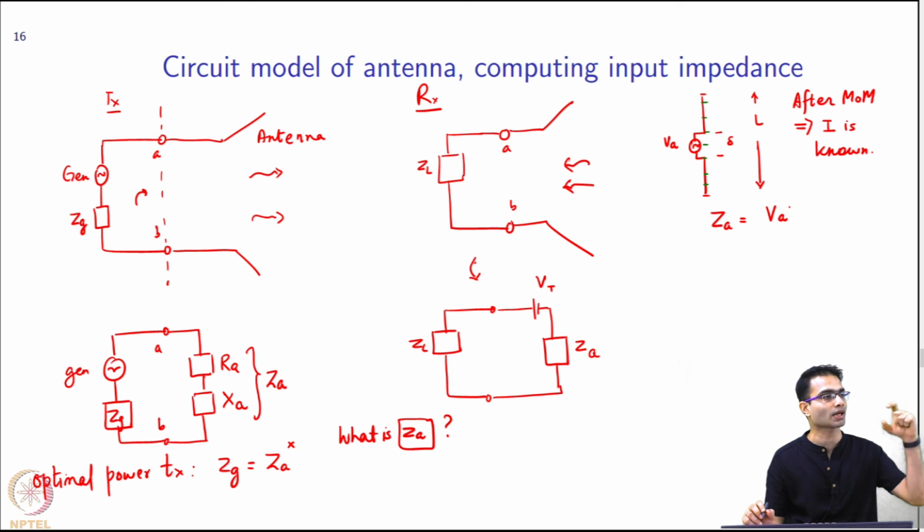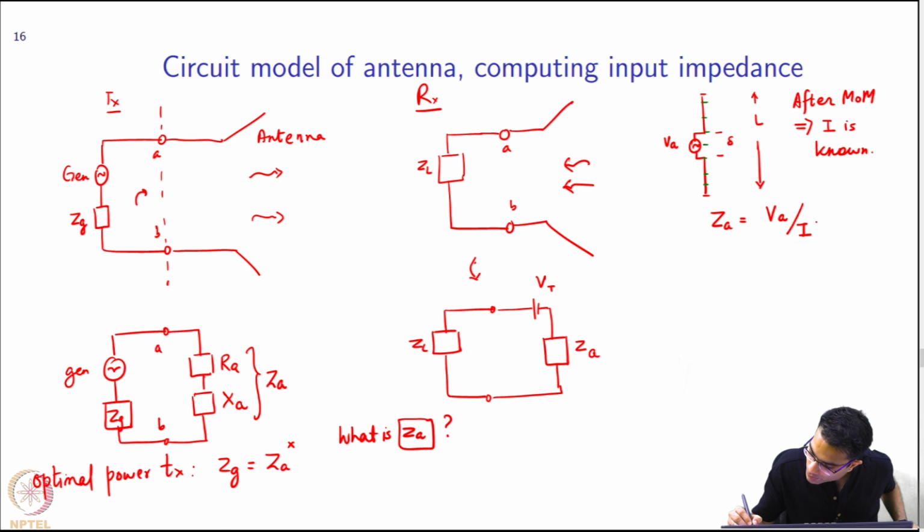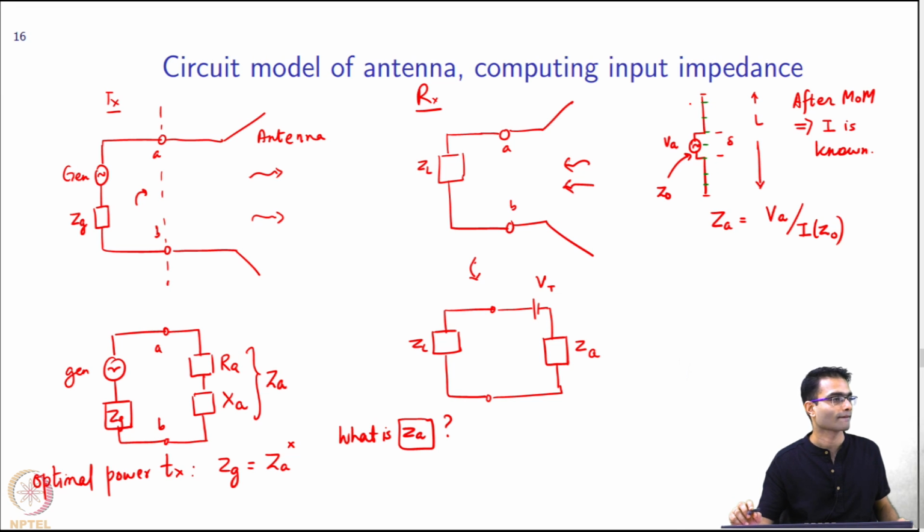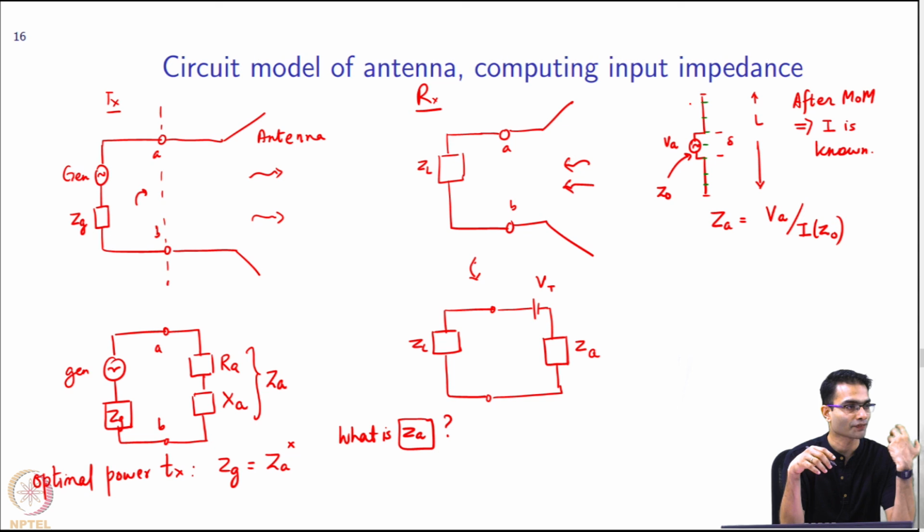So basically, what is the current and voltage at the input terminals? That's the impedance, right? So it's VA by I at Z naught, where we can say this coordinate over here is Z naught. So this is how your CEM is going to tell you, after you have done the calculation, the value of the input impedance over here.